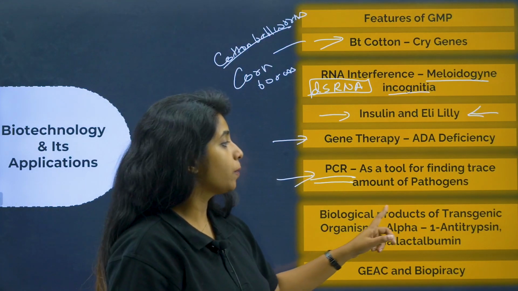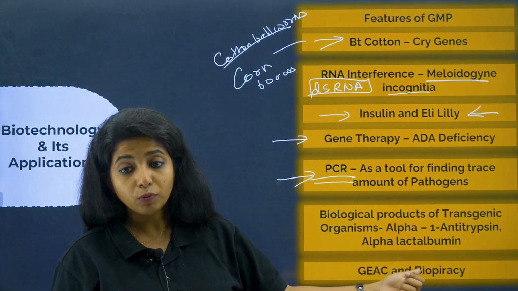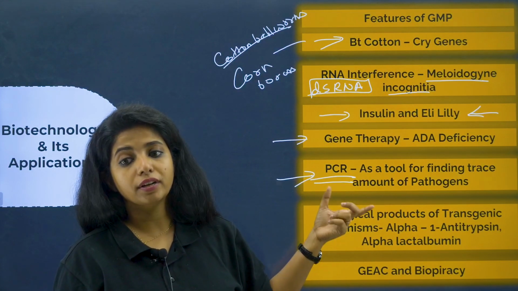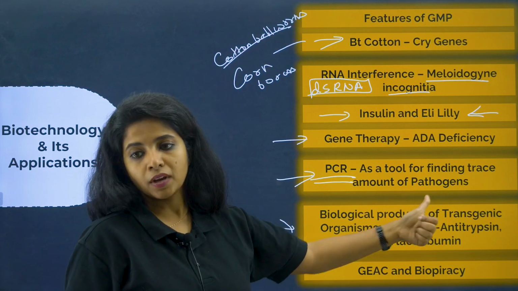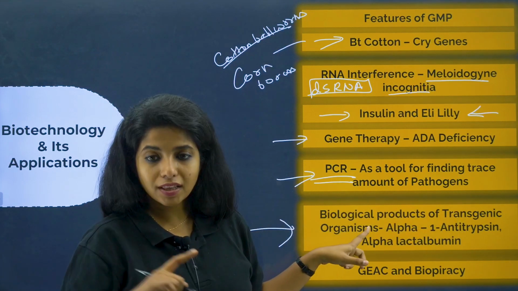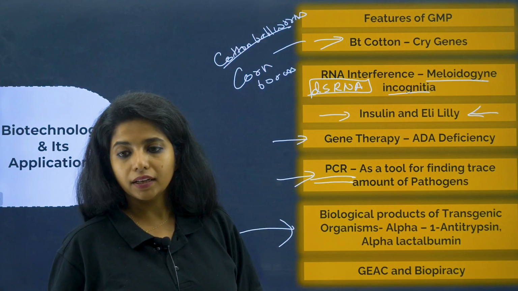Okay, biological products of transgenic organisms, for example, alpha-1 antitrypsin, you have alpha-lactalbumin, all these things given in your NCERT are really important. Just go through it. Under this topic you will be finding it. Transgenic organisms, if you see at the end of the chapter, under that you have biological products from it. So in that category you will be finding it.